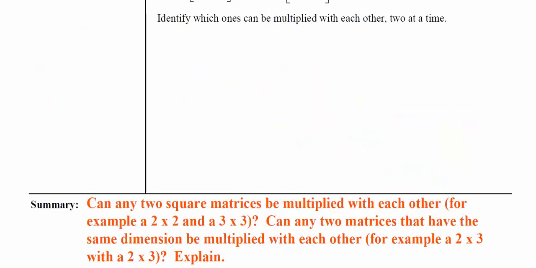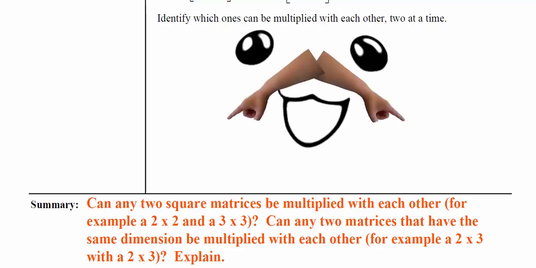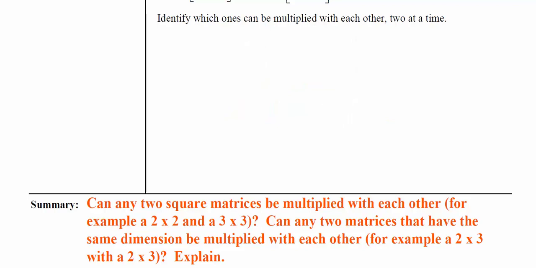So take some time to go ahead and really think it out. See which ones you can multiply with each other. See if the order matters as well. For your summary, can any two square matrices be multiplied with each other? Can any two matrices that have the same dimension be multiplied with each other? Explain.